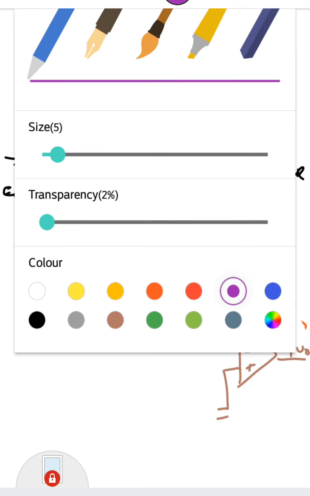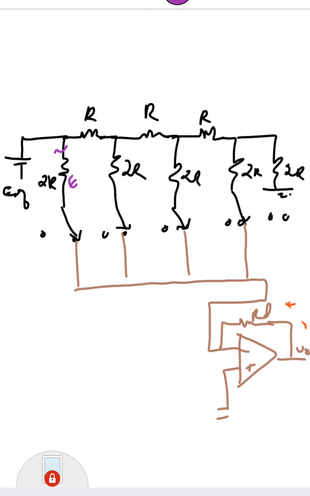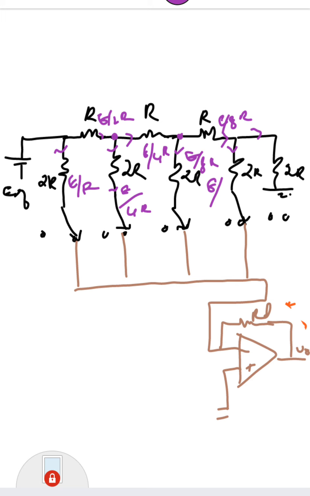Now let me write the current division also. The current here is E by 2R, here also E by 2R. The current flowing here is E by 4R. Sorry, E by 2R. So E by 2R, the current will be splitting into two. One is E divided by 4R, this also E by 4R. This E by 4R is again split into two. E by 8R, here also E divided by 8R. This again split into two. E by 16R, this is E divided by 16R.